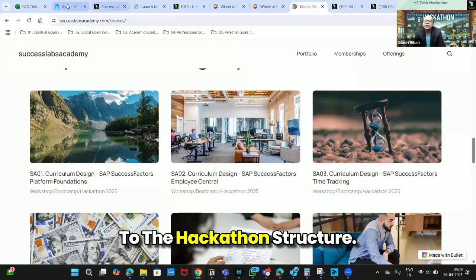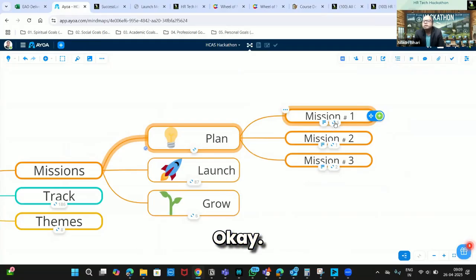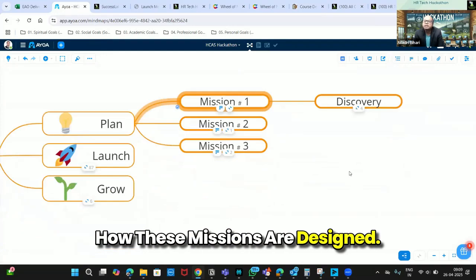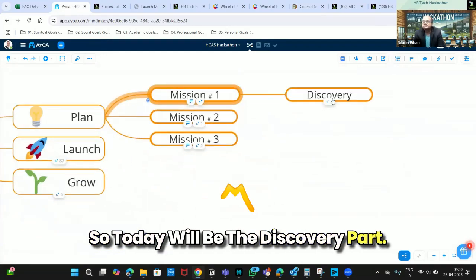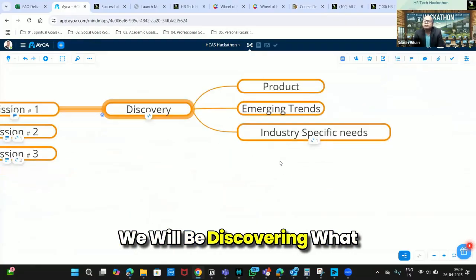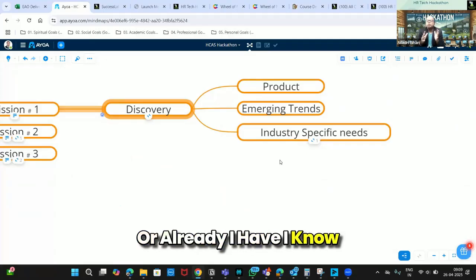Now coming to the hackathon structure. As I said, today is our mission number 1. In mission number 1, let me brief you on how these missions are designed. Today will be the discovery part. In the discovery part, we will be discovering what module we are interested in, or one that I already know.